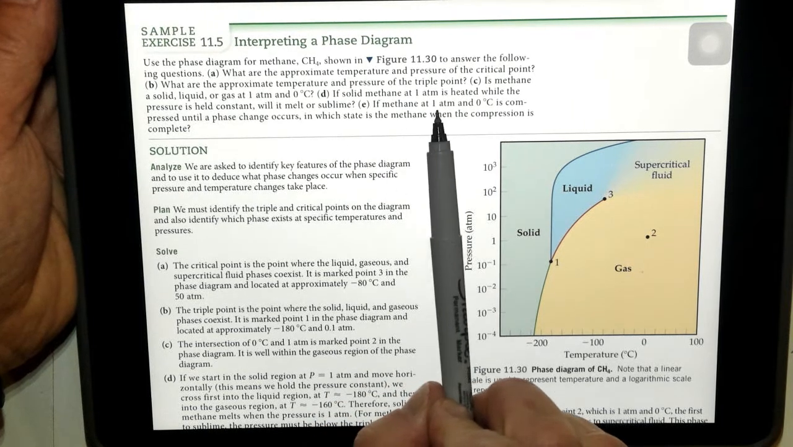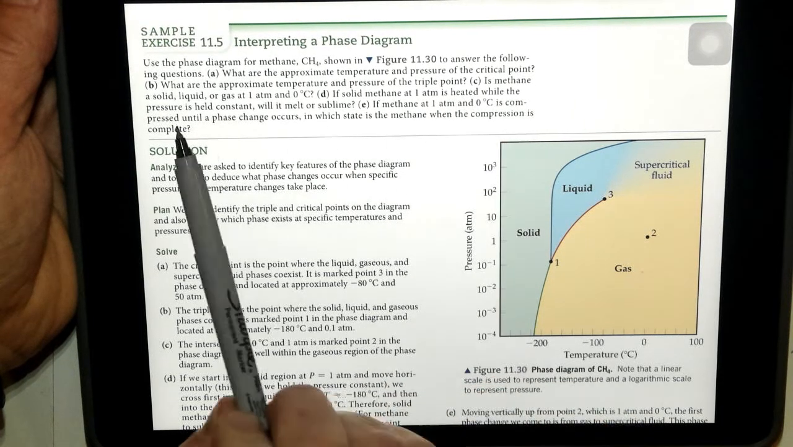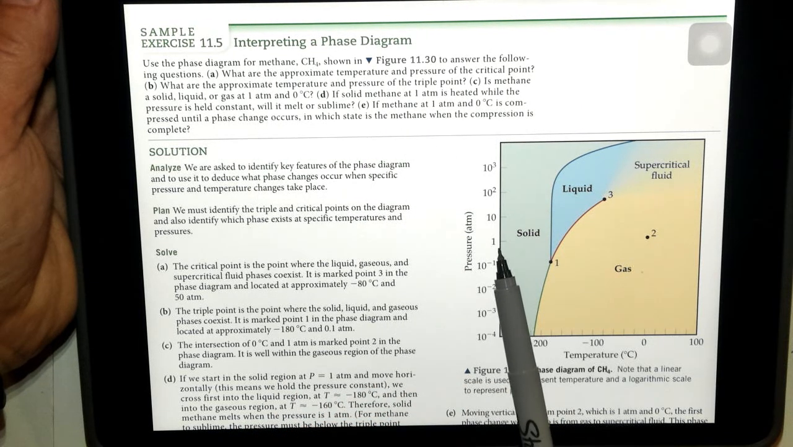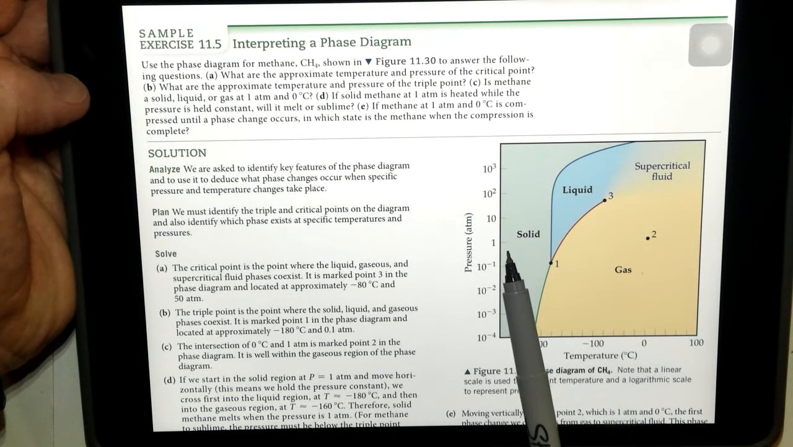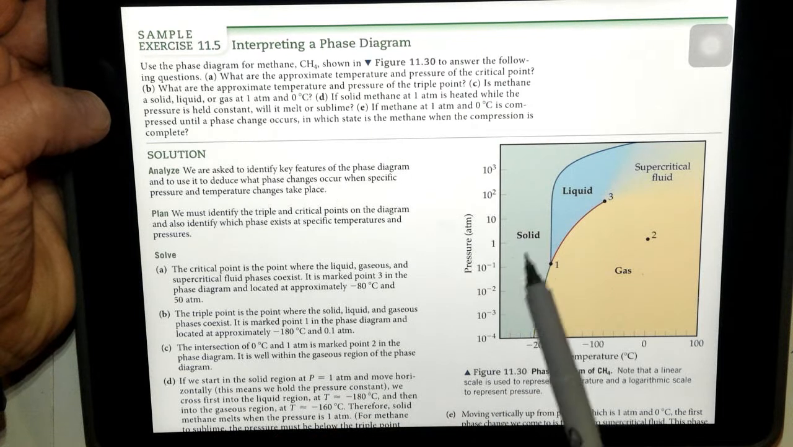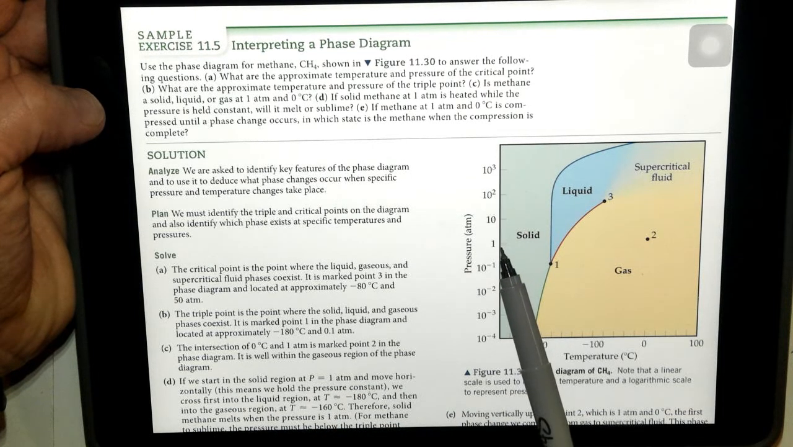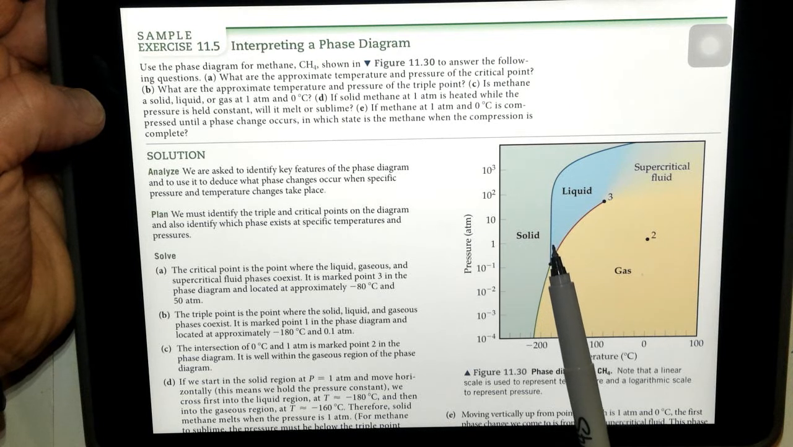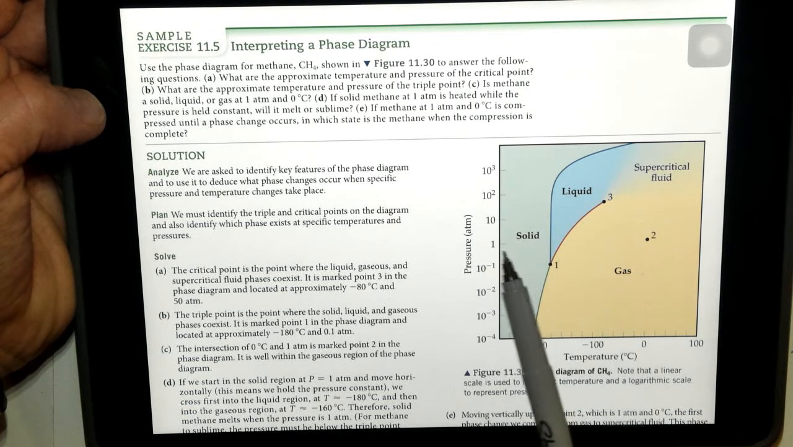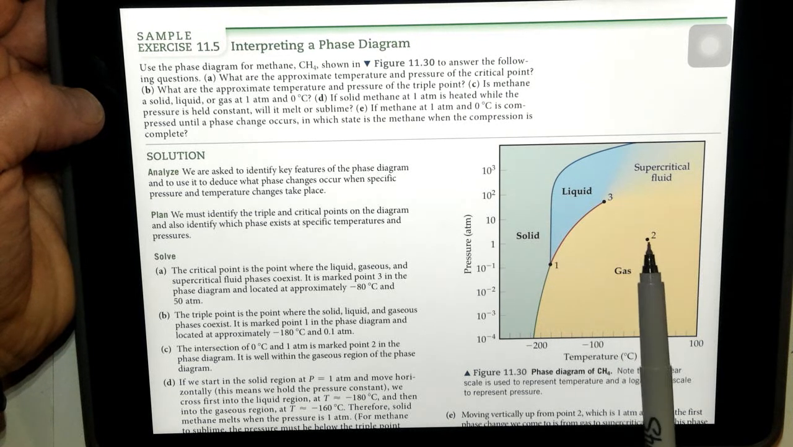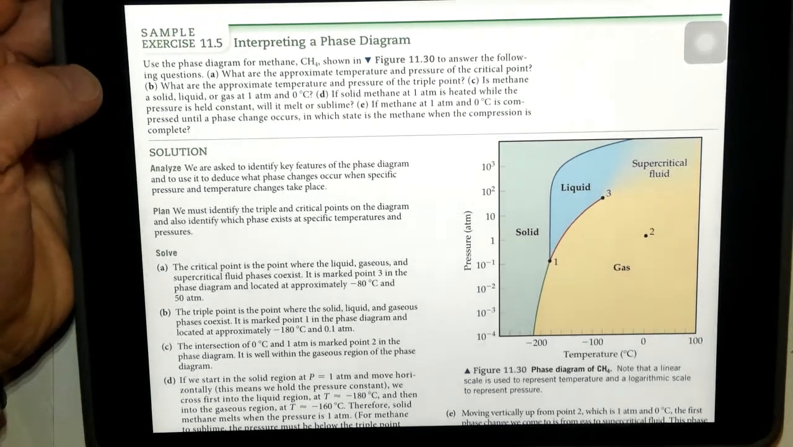If solid methane at 1 atmosphere is heated while the pressure is held constant, will it melt or sublime? So if we go from here and we just say we're going to heat it, it's going to go from solid eventually to liquid and then eventually to gas. So it should undergo melting, and then it should undergo boiling, and it should change through all 3 phases.